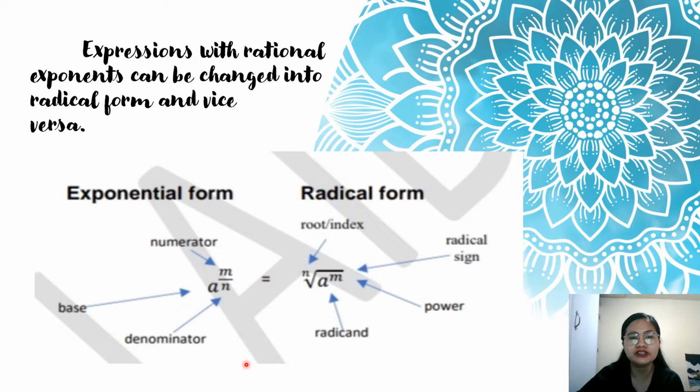So in this illustration, ito po yung itsura ng ating exponential form. Expression written in exponential form. So A is the base, M is the numerator of our fractional exponent, and then N is the denominator. Sa radical form naman, ito po ang itsura niyan, wherein N is the root or index, then A is the radicand, then M is the power, and then, of course, the radical sign. Ganyan po, ang tawag natin dyan ay radical sign.